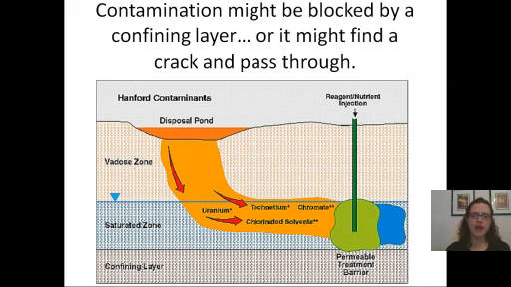Once that water is trapped between those layers, it can travel laterally. So you can have some contaminants entering the groundwater at one point, and then if it's kept up due to a layer of clay, it may travel sideways rather than straight down.